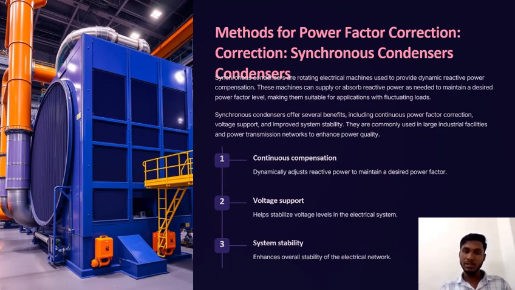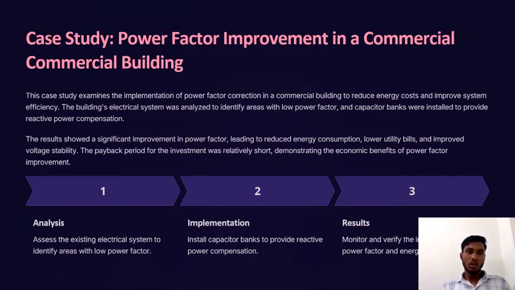Whenever power is needed, they supply reactive power, and whenever there is excess power, they absorb it, so that we can maintain the power factor as constant. Synchronous condensers offer several benefits, including continuous power factor correction, voltage support, and improved system stability. They are commonly used in large industrial facilities and power transmission networks to enhance power quality. The advantages of using synchronous condensers are continuous compensation, voltage support, and system stability. Next, we're going to see a case study on power factor improvement in a commercial building.